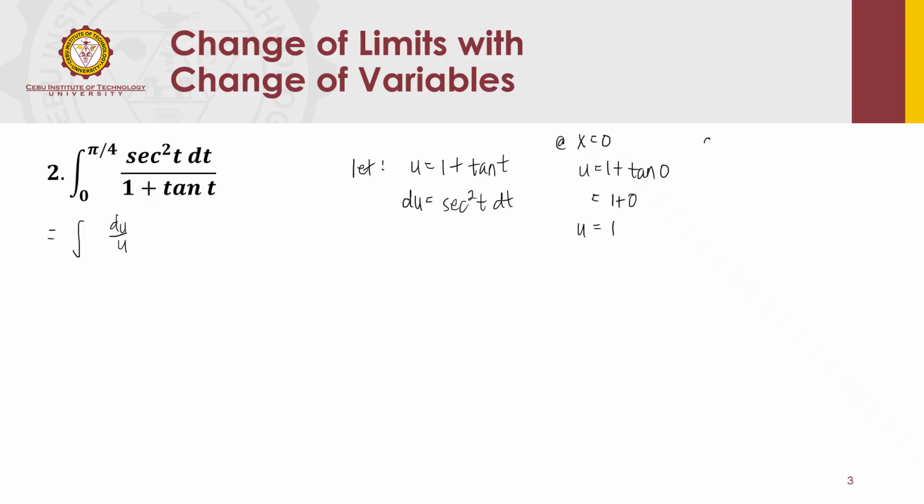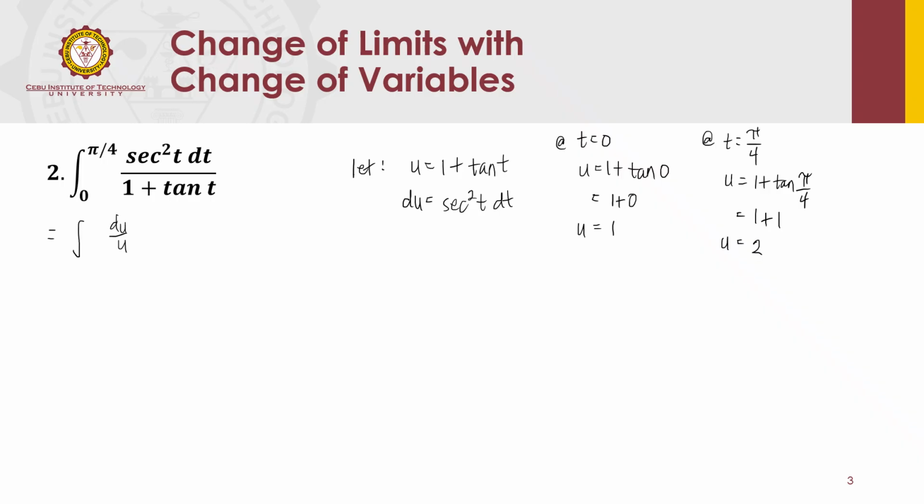And for the upper limit, pi over 4. Okay, sorry, this is not x. This should be t. The original variable is t. Okay, so the upper limit is pi over 4, solving for u. So that's 1 plus tangent of pi over 4. So pi over 4 is 45 degrees. So tangent of 45 degrees is 1. Okay, so that's 1 plus 1. So the new upper limit is 2.